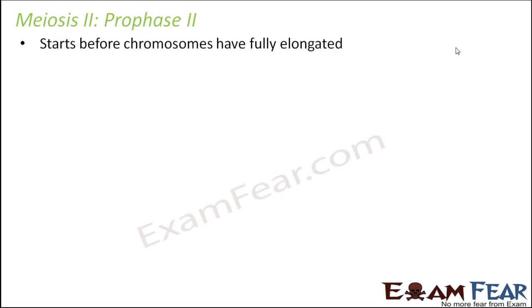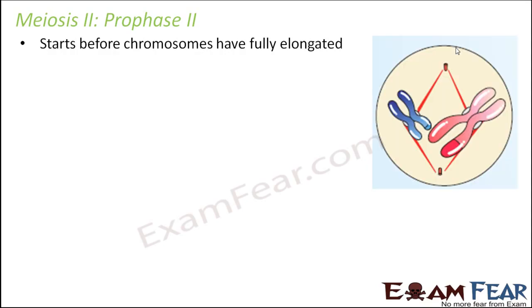Prophase 2. So what happens in prophase 2? It starts before the chromosomes are fully elongated. Now by the end of telophase 1, what happens? The daughter chromosomes get divided. Now these daughter chromosomes will start getting uncoiled. It will again start to take the form of the chromatin. Now before it gets fully elongated, what happens? Prophase 2 starts.